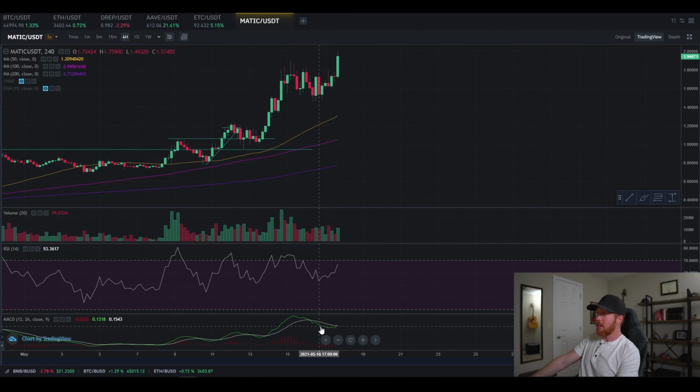Also bear in mind too, the MACD is telling us momentum has completely shifted to a bullish sentiment, so there's likelihood for the price to continue to increase.